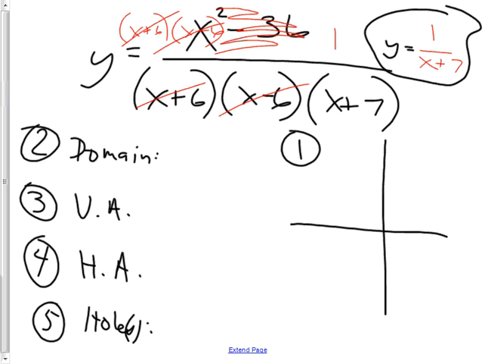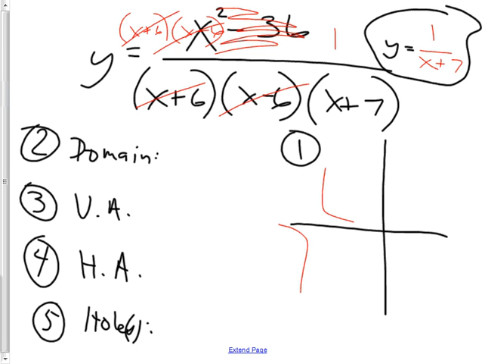Now the parent graph kind of looks like this, so we just have to take that except move it which way? Left or right? Left 7. So basically it looks like that. How far is 7? Depends on their graph, but it has to be moved 7 to the left. Okay, if that's wrong, just put -1.